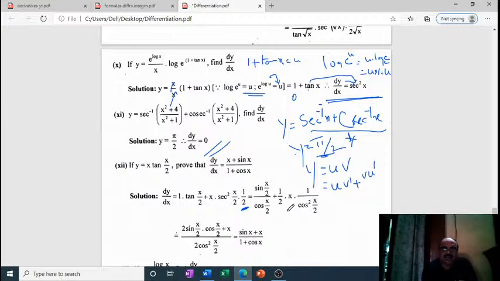Now here you have 2 cos square x by 2, here you have cos x by 2. Take 2 cos square x by 2 as the common factor. Then 2 into sin x by 2 into cos x by 2 you get here in the numerator plus x. Okay, this is again the half angle formula for sine 2 theta, which is sin x plus x by 1 plus cos x. This is what you need.